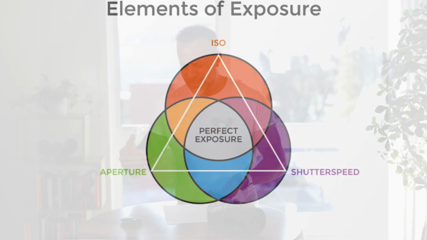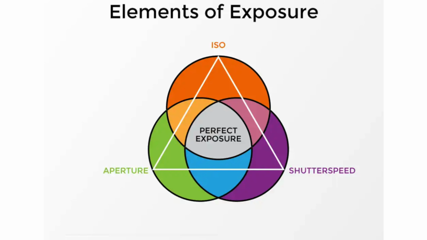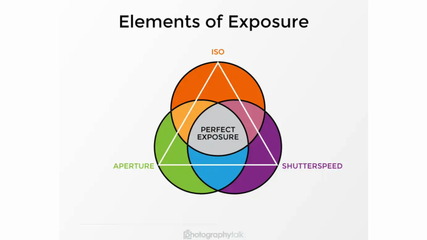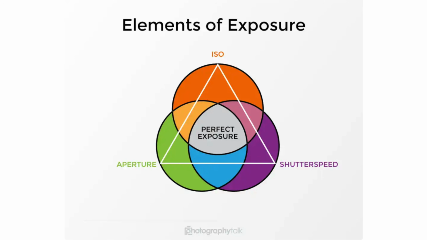So what about the exposure triangle? Well, it's simple. It's a way to understand how these three settings, aperture, shutter speed, and ISO, work together to control how bright or how dark your image is. Think of this as a three-legged stool. If one leg changes, well, the others need to adjust to keep things balanced.